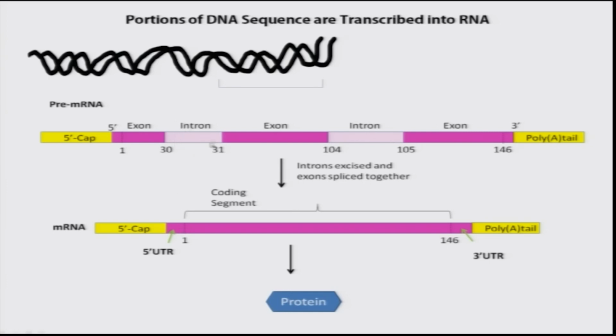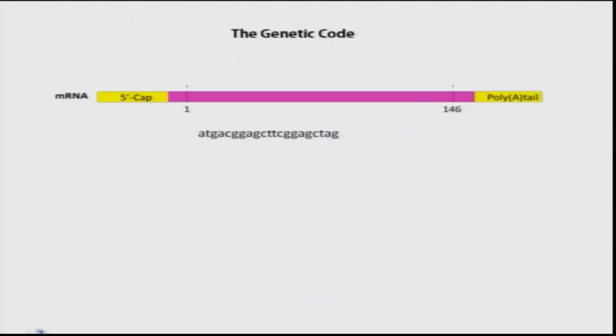So, any region that is not retained in the mRNA is called exons. This is one of the confusions that we often find in many of the students. They believe that only the coding region, the region that gives the information for the amino acid, is called an exon, which is not right. So, what is the genetic code?